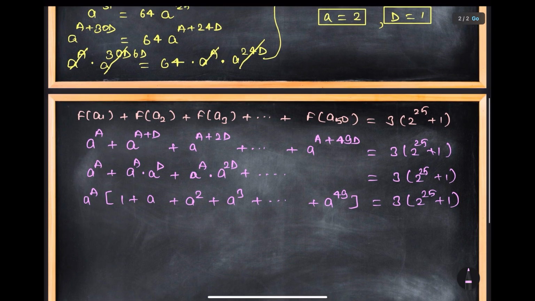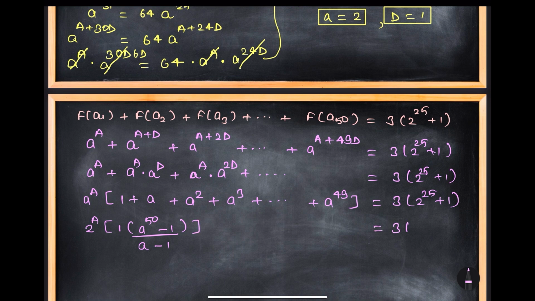You know that small a is 2. So can I write 2 power a? And look at this, you will observe that they are in GP. GP of how many terms? 50 terms. So can we go with a r power n minus 1 by r minus 1, right?